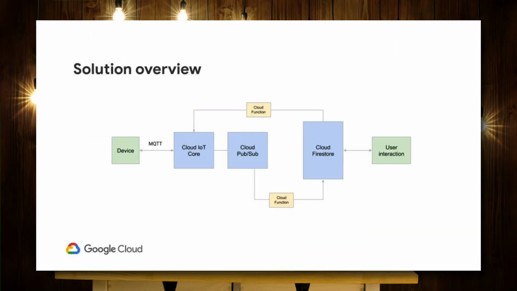The solution we built today looks like this. The blue boxes are managed products which we can use directly. The only places where we need to write our custom code are the two yellow boxes, which are cloud functions that link IoT Core and Pub/Sub with Firestore. So all the infrastructure will be managed, and we are just writing some custom glue to fit the pieces together. Yes, let me show you the code.